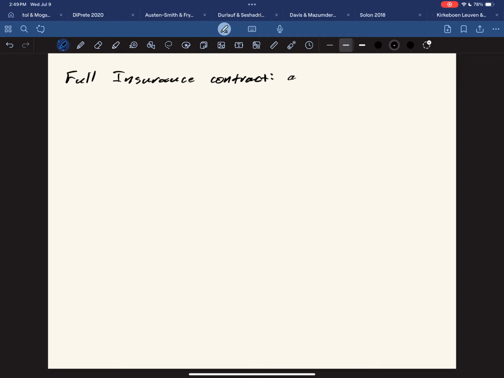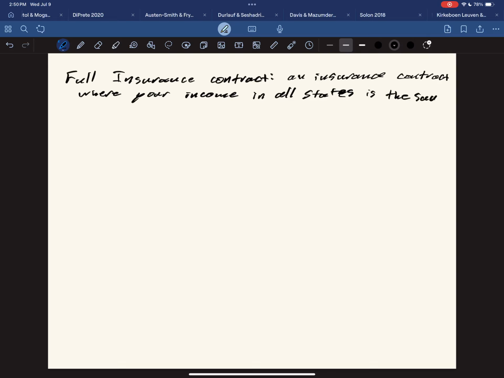is an insurance contract where your income in all states is the same. So that means that my insured income when I'm sick is equal to my insured income when I'm healthy.